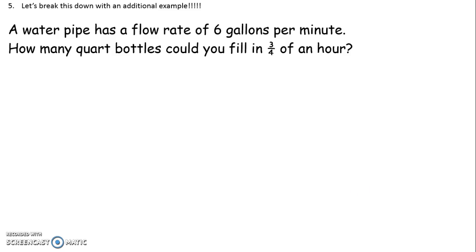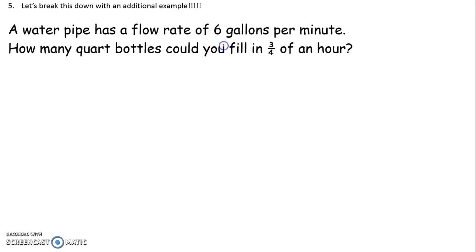On number 5, it's a fairly complex problem. So Mrs. Connor has you break it down, and I provide an extra example here to kind of break it down for you. So it says a water pipe has a flow rate of 6 gallons per minute. How many quart bottles can you fill in 3/4 of an hour?